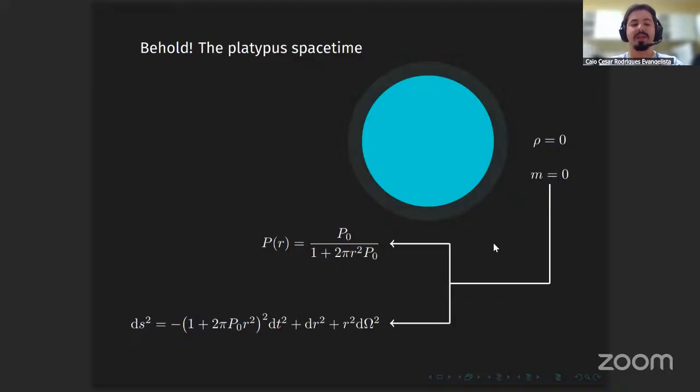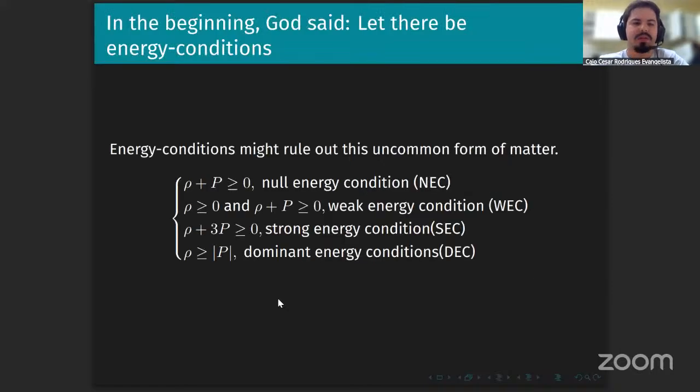If you pick a different solution from the TOV equations in particular, where you have a fluid that is densityless and massless as well, we have what we're calling the platypus spacetime, in which the solution is that you have a pressure that follows this pressure profile, and the metric follows like this. And we can see that it is non-singular, the pressure is always positive, and it's spatially flat. So it has some special nice features. And that's what we are going to talk about.